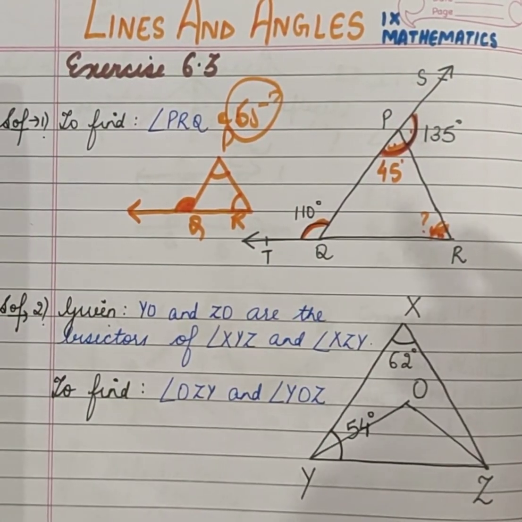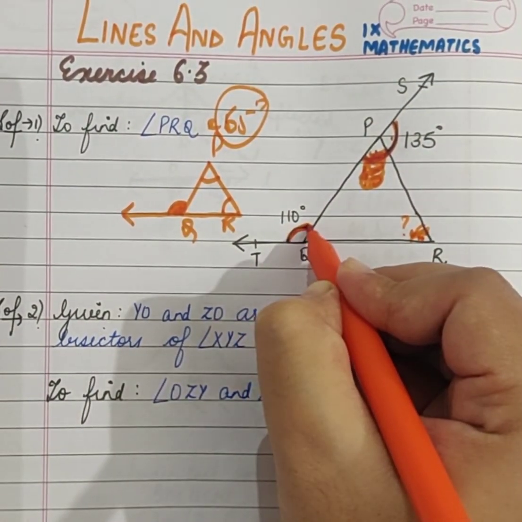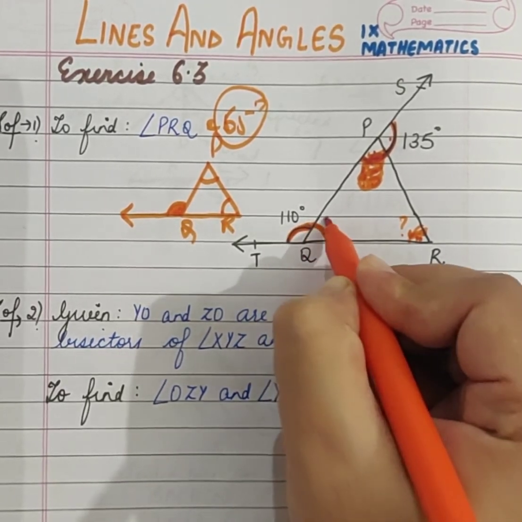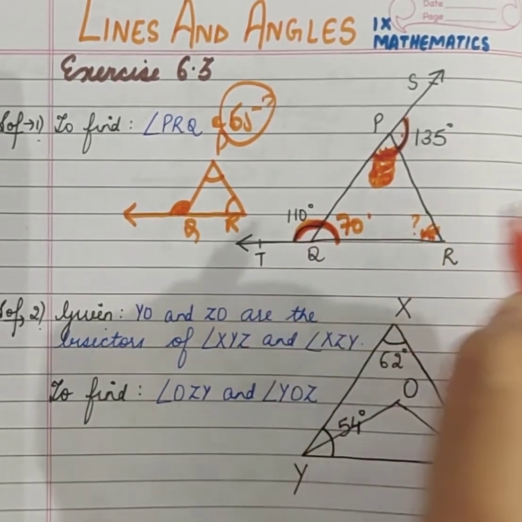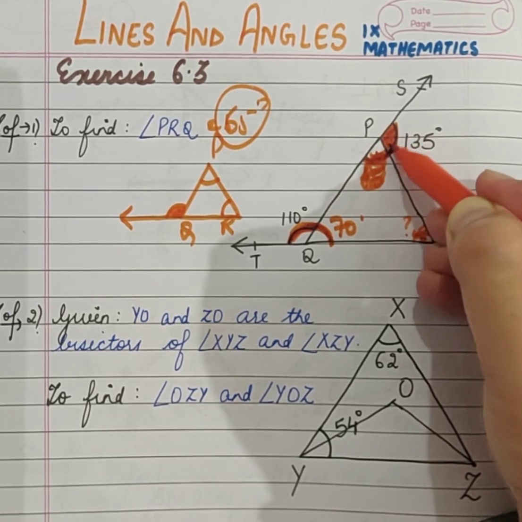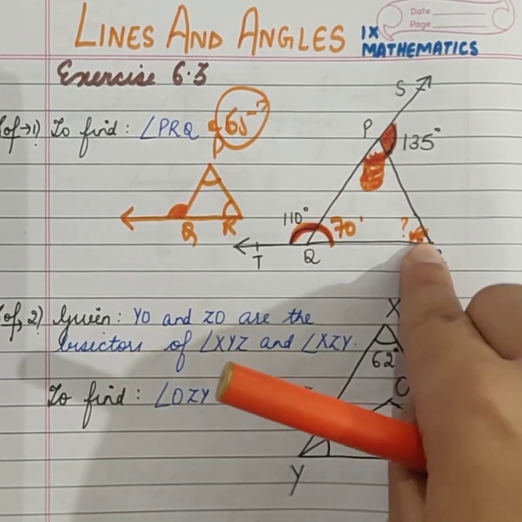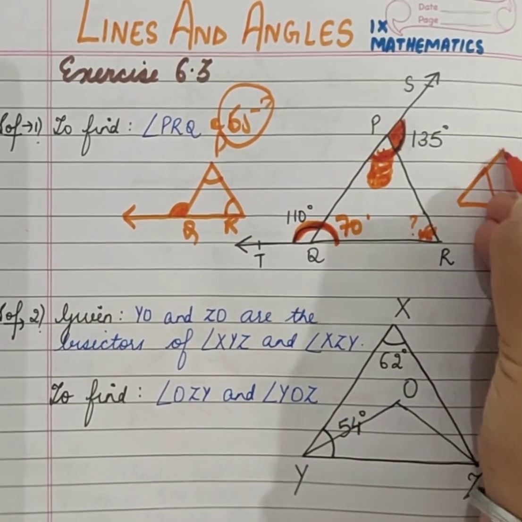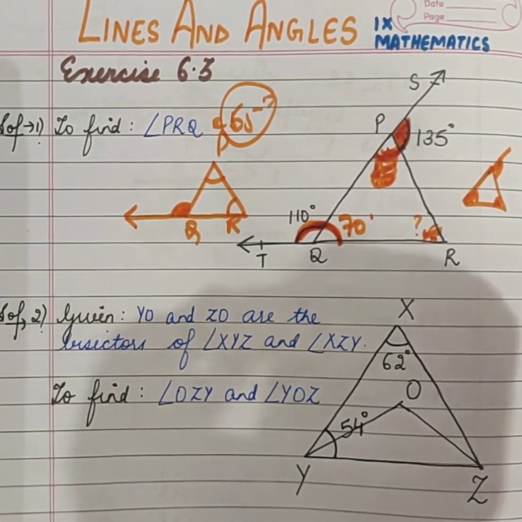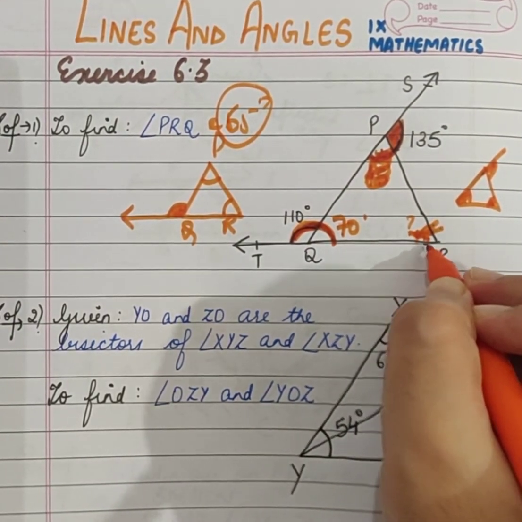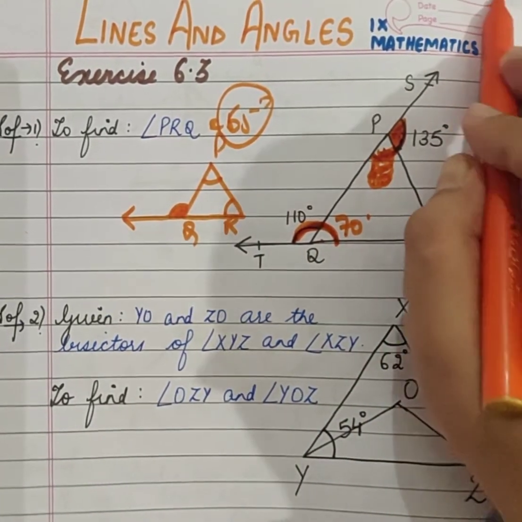You can also do it this way. Suppose we are not finding this 45. This is 110. Its adjacent angle would be, of course, 70 degrees, because the sum of these two angles is 180. It's forming a linear pair. Now, if we consider this exterior angle, 135 degrees, this 135 would be equal to 70 degrees plus angle R due to the exterior angle theorem. So from here again we can find the value of angle R. It would be 135 minus 70, which is again equal to 65 degrees.